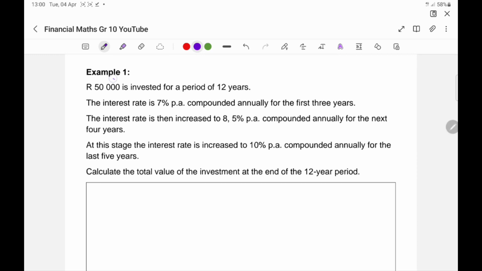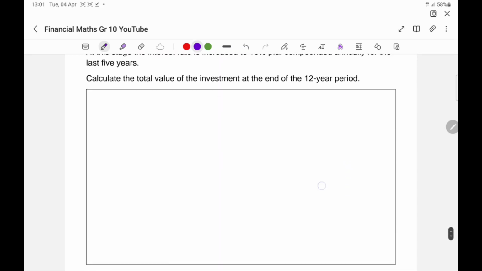So with this one, 50,000 Rand is invested for a period of 12 years. Now, the interest rate is 7% per annum compounded annually for the first 3 years. The interest rate is then increased to 8.5% per annum compounded annually for the next 4 years. At this stage, the interest rate is increased to 10% per annum compounded annually for the last 5 years. Calculate the total value of the investment at the end of the 12-year period.